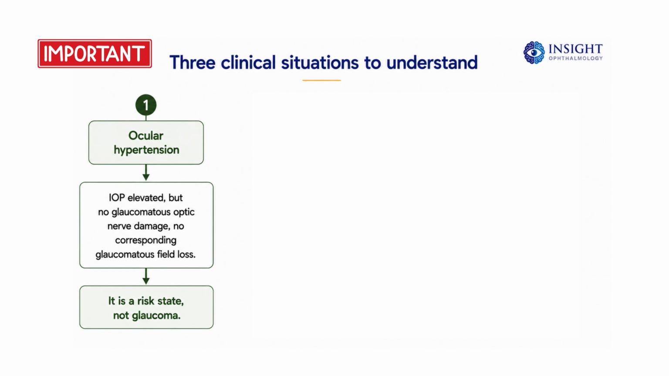Now there are 3 simple clinical situations that you need to understand. The first is ocular hypertension. Ocular hypertension means that the intraocular pressure is elevated, but there is no detectable glaucomatous optic nerve damage or corresponding glaucomatous visual field loss. This is a risk state but not established glaucoma.